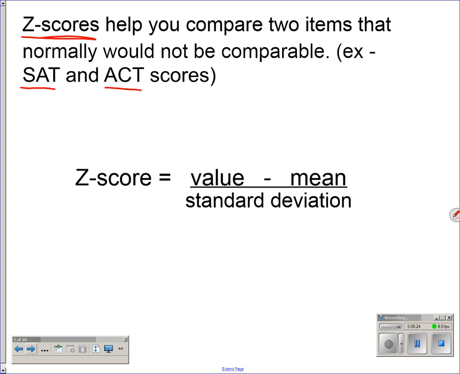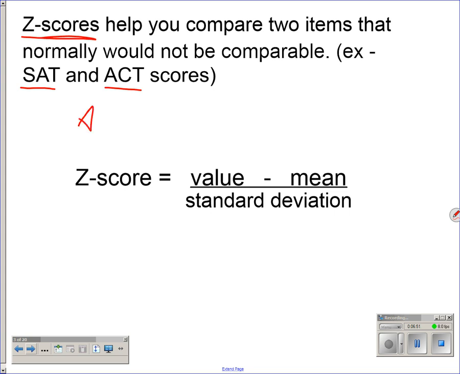I probably have an idea if you took both, but those scores don't compare to each other. So the good thing is that a Z-score can help bring those two scores down to a level that we can actually compare. And I think that's a really good example. They do it with heights, like between males and females. Usually males are taller than females, but they can take the Z-scores of each age group and determine who is taller relative to the age.